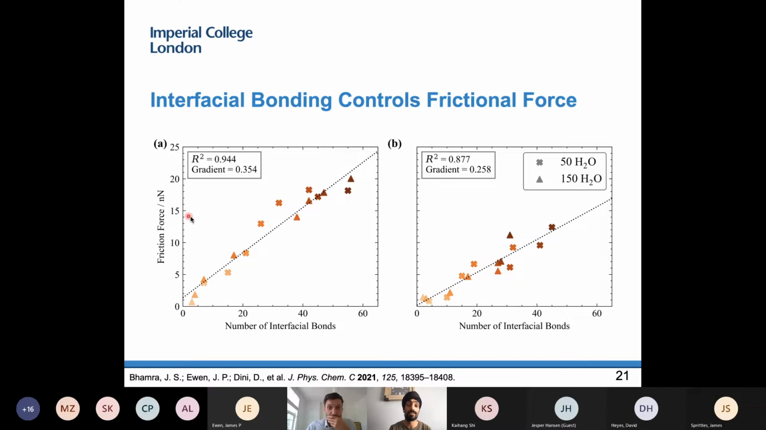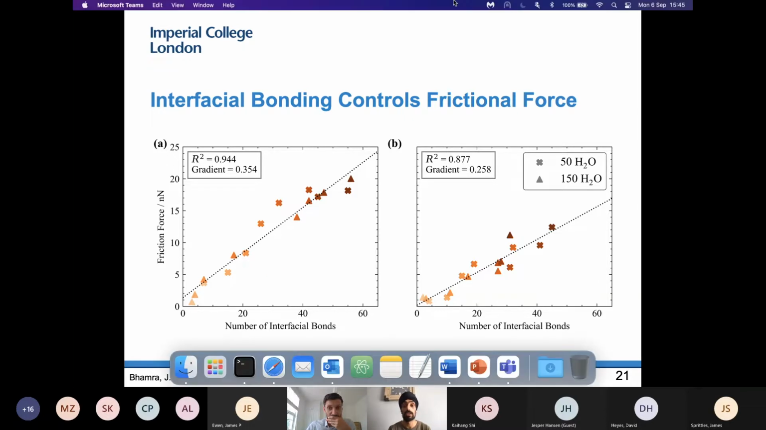So diamond on calcite, we can see that the gradient is actually higher than it is for diamond on quartz, so that the interfacial bonds forming are at a faster rate, basically. So this is just further emphasizing our point, really, of what's going on.